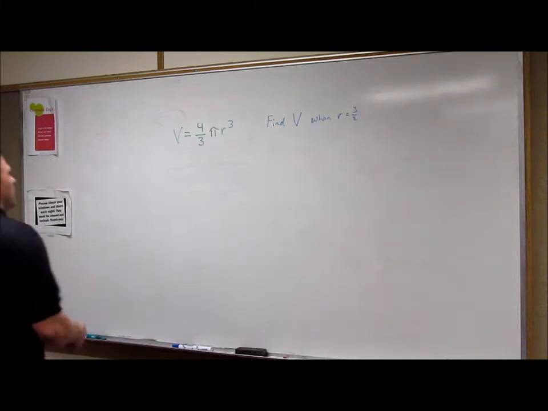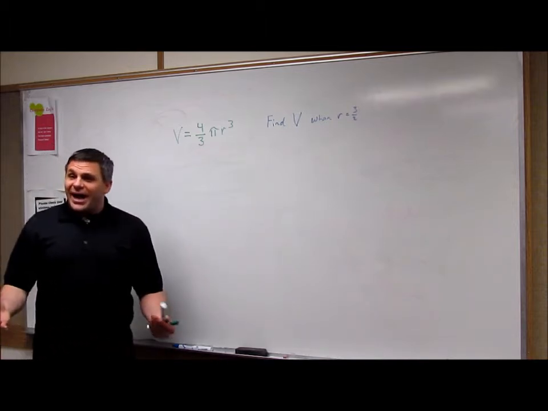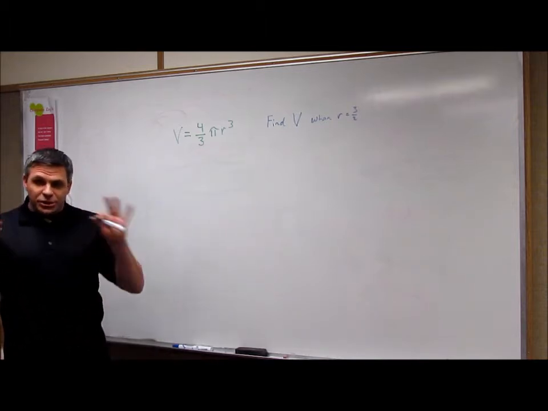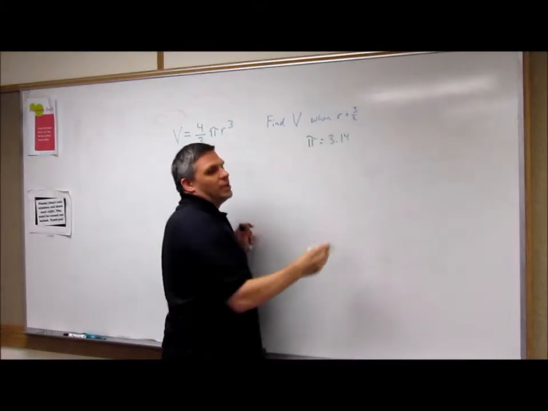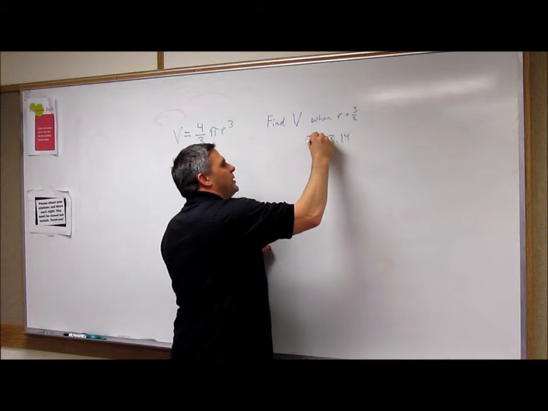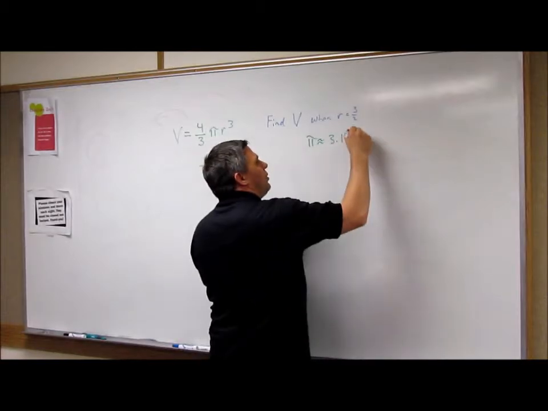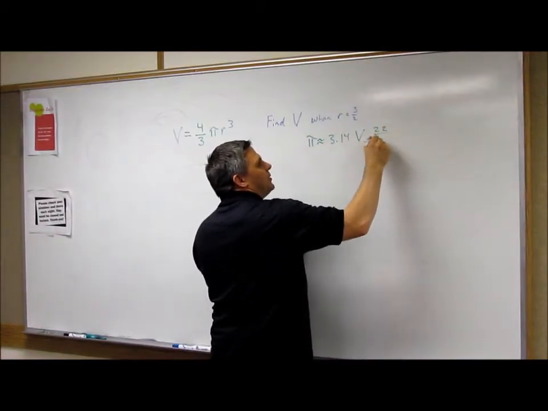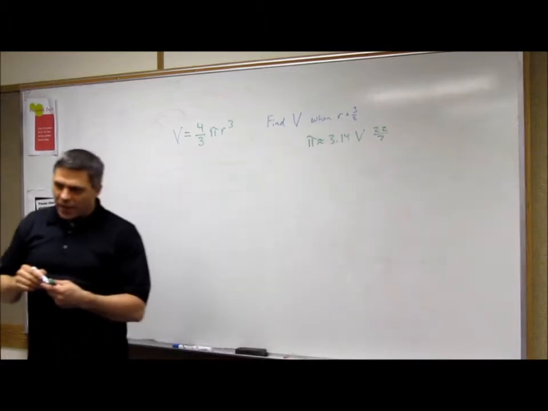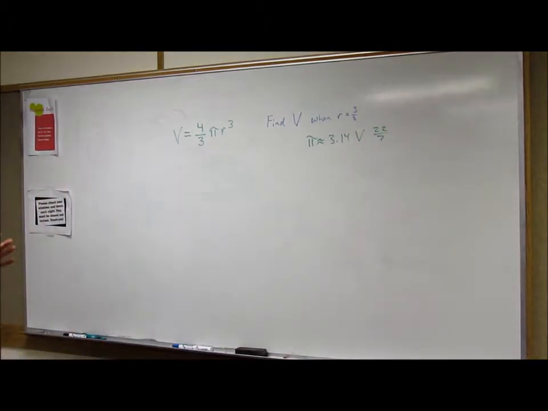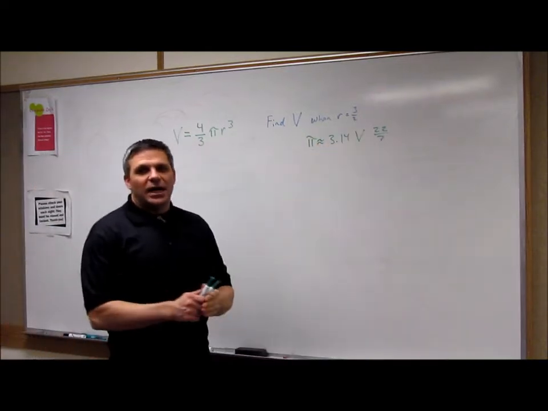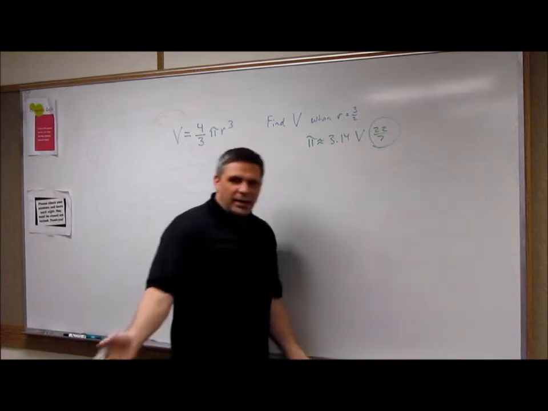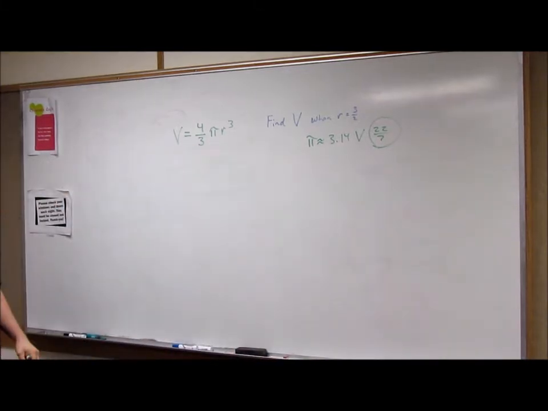So, I need to know what pi is. There's 2 pi's. You're going to have pi is equal to 3.14, which is not really equal to, but it's approximately, or 22/7. Okay? Now, because this problem is a fraction and a fraction, I would suggest using a fraction.